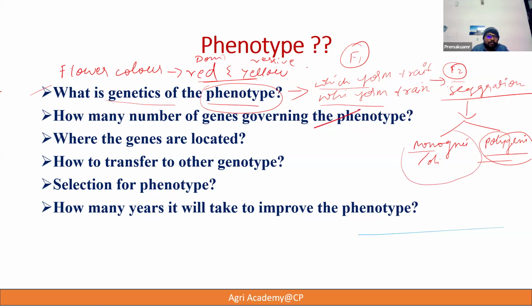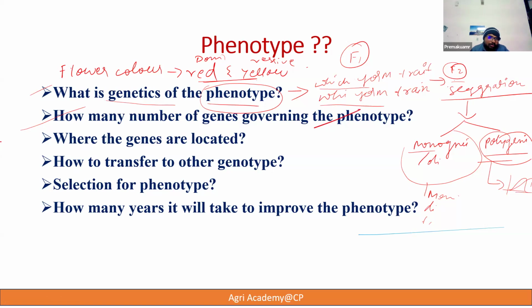Then the next question is how many genes are governing the particular trait. Is it monogenic or polygenic, and then how many genes? For example, monogenic only, digenic, trigenic. In polygenic, it is very hard to determine the number of genes governing it, but we can have a rough estimate of how many classes may be possible. We can't exactly determine the number of genes if it is governed by so many, but at least we can have a rough estimate.